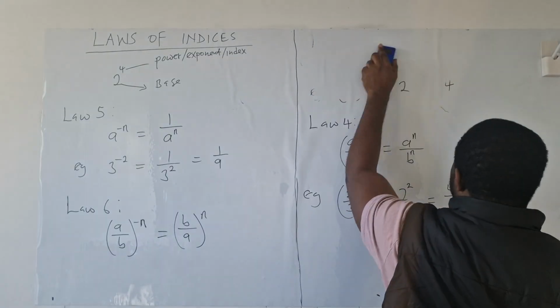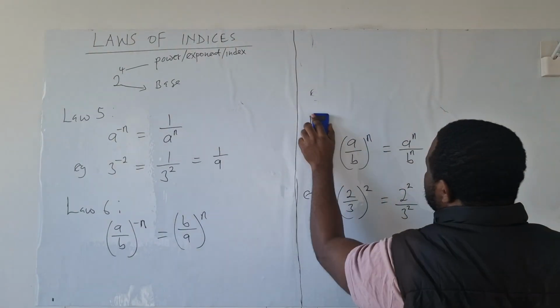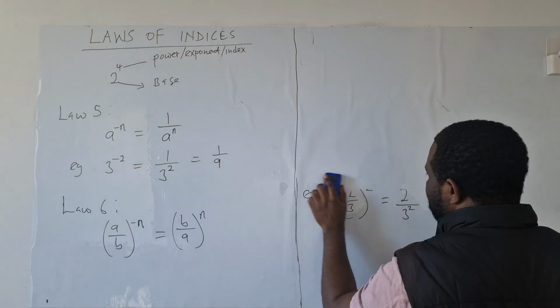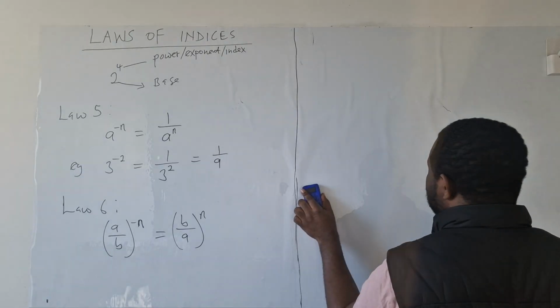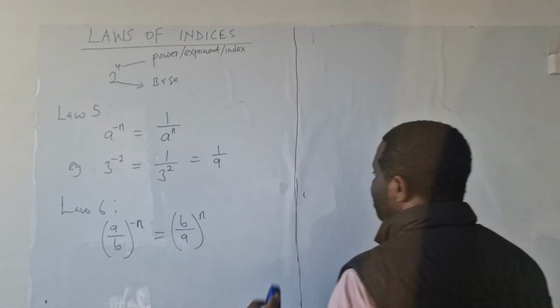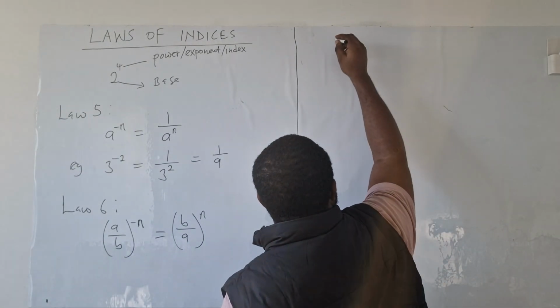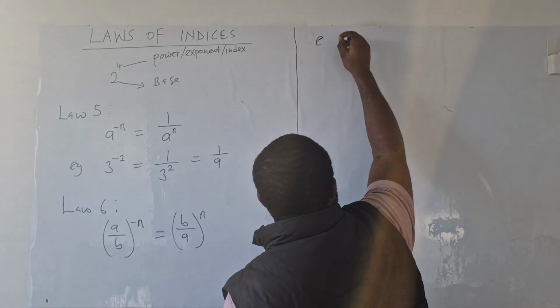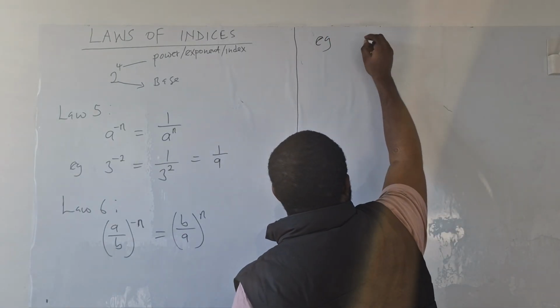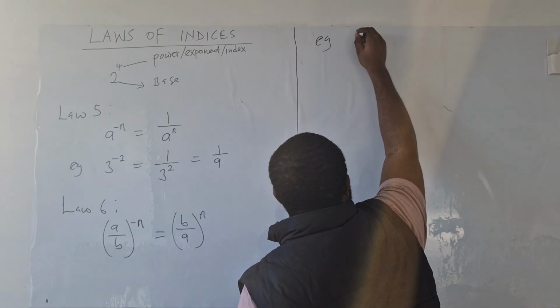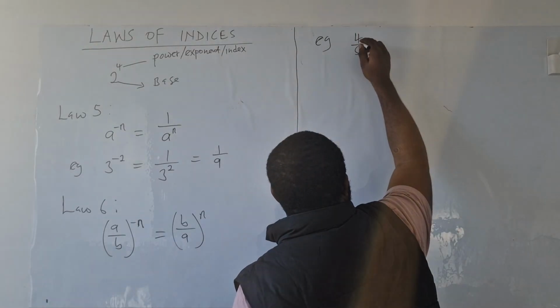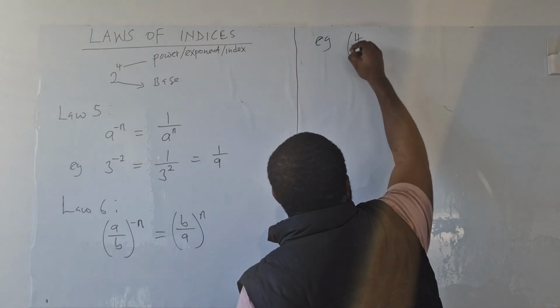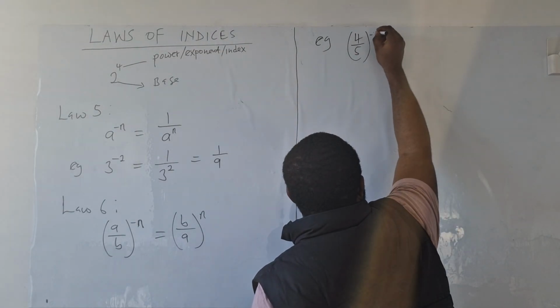So, an example of that law. Example, let's say I have 4 on 5, all raised to the power minus 2.